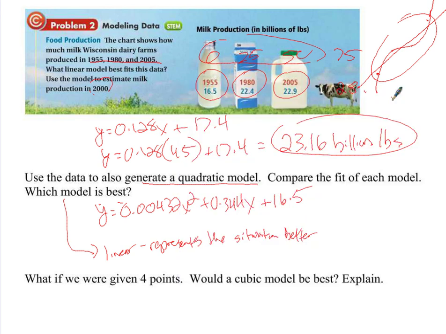But within the data, would a cubic model be best? Sure, yes, within the data. But outside of the data, the linear model is going to be best, because the linear model shows a slower rate of growth, and that's kind of what we would expect from this situation. So no, outside the data.